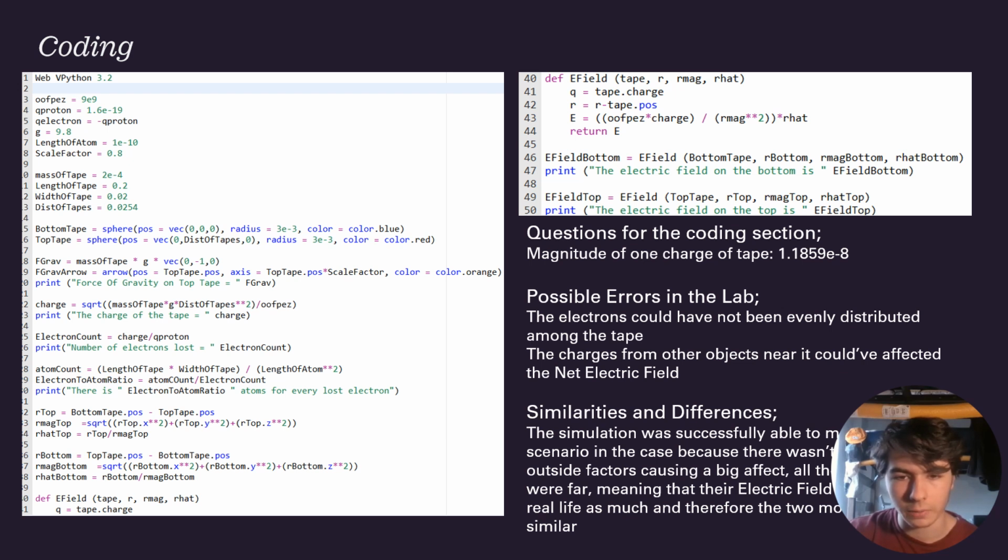Then using that defined function, I found the electric field from the bottom and the top, and those are going to equal each other. And the magnitude of one charge of tape came out in this scenario to be 1.1859 times 10 to the negative 8.